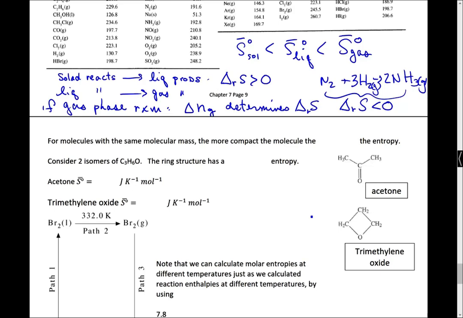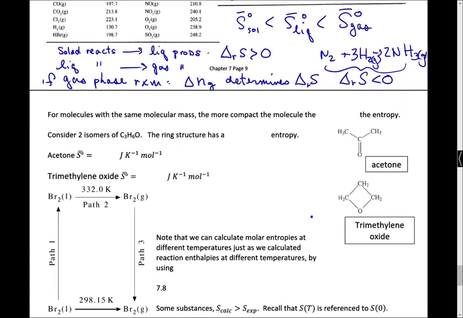The other way to think about this is, if this was a long chain, I could move that chain all over the place. If I loop the chain, I've limited the number of degrees of freedom that are available to that molecule. Does that make sense? So which one of these is going to have the greater entropy, acetone or trimethylene oxide? It's going to be acetone. Now, it's not hugely different, but it definitely is different. Acetone is 298 joules per K per mole, and trimethylene oxide is 274 joules per K per mole. So what we can say is that if we have molecules with the same molecular mass, the more compact the molecule, the lower the entropy.